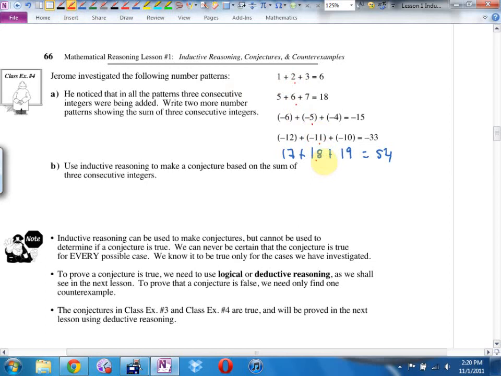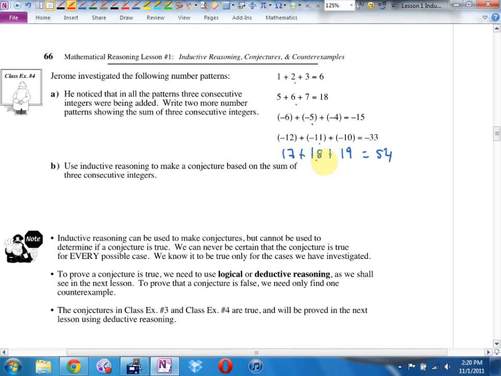Turns out if you have to add three consecutive numbers and you're looking for a shortcut, it's the middle one times three. Prove it. Much tougher. In fact, we are going to prove this one in the next lesson. We're going to do a generalized pattern, and we're going to prove that when you're done, you end up with three more than the middle.